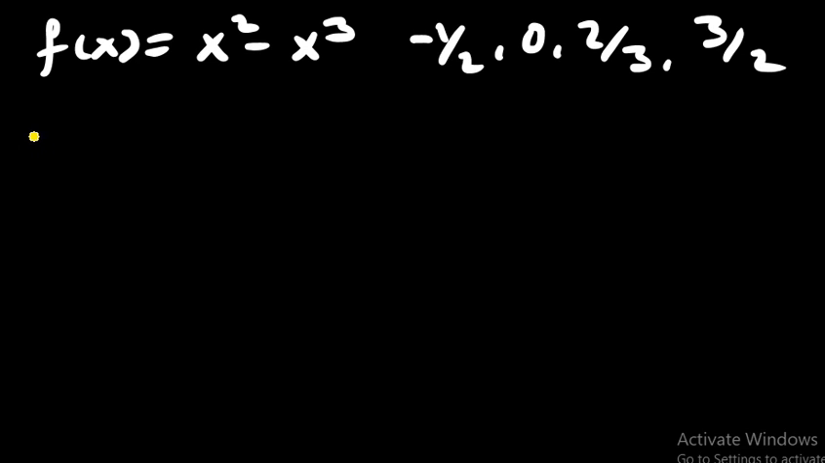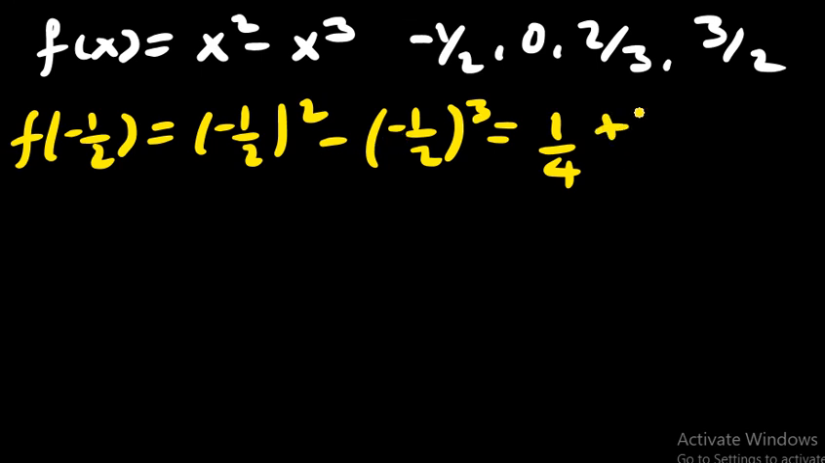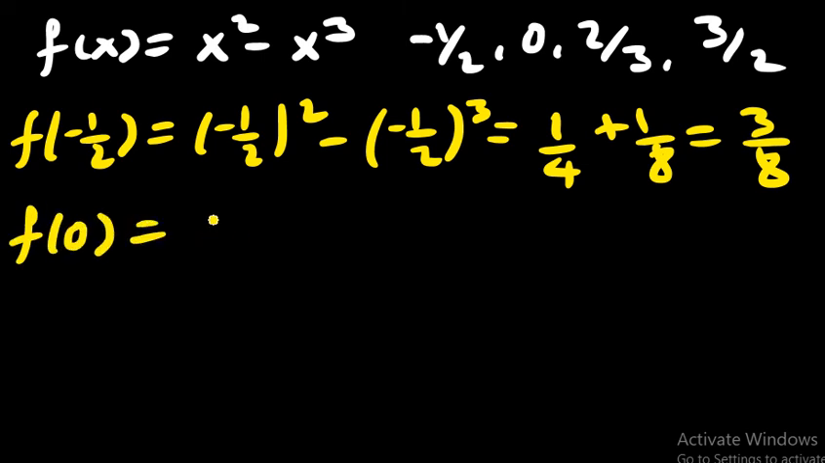So what is f of negative 1 over 2? That means negative 1 over 2 square minus negative 1 over 2 cube, which will be 1 over 4 minus, it will be plus, because when you cube it, the negative remains, so plus 1 over 8. When you add it, multiply by 2 to make the denominator the same. 2 plus 1 will be 3 over 8. This will be the first answer. Again, f of 0, if you insert 0, it will be obviously 0.